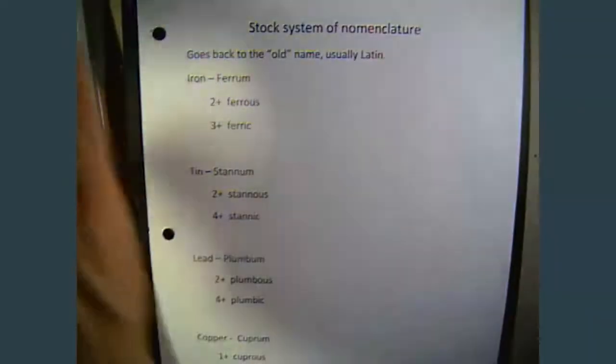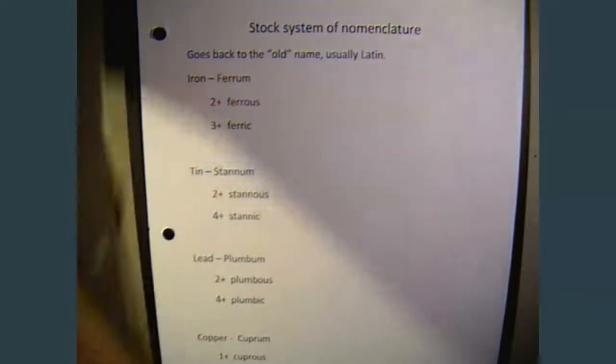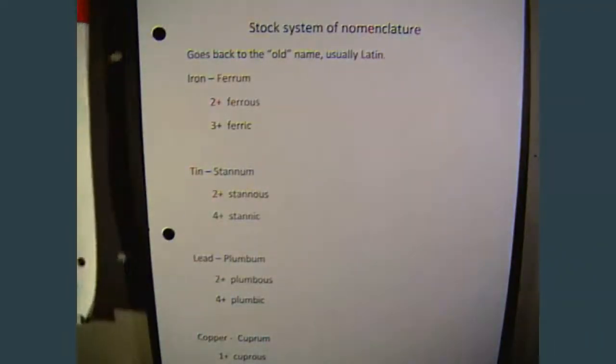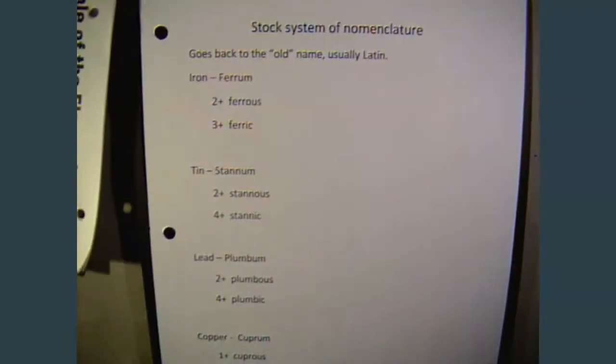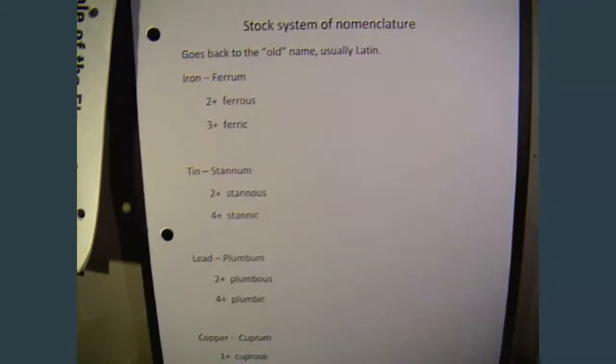So even though they have all of these in your book, I'm only going to hold you responsible for 4 of them. And this sheet you can download off of Google Classroom. It's on there already. The stock system of nomenclature goes back to the old name, usually Latin, and the only 4 elements that I'm going to hold you accountable for are iron, tin, lead, and copper.